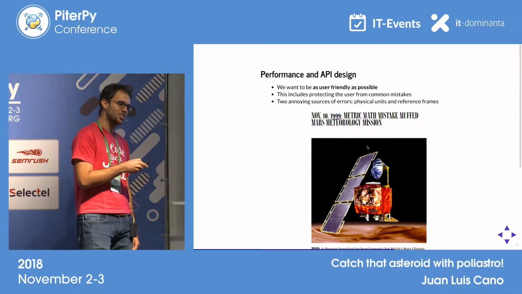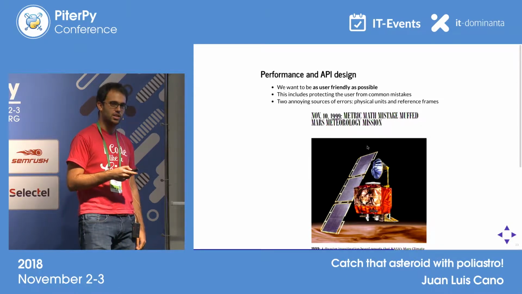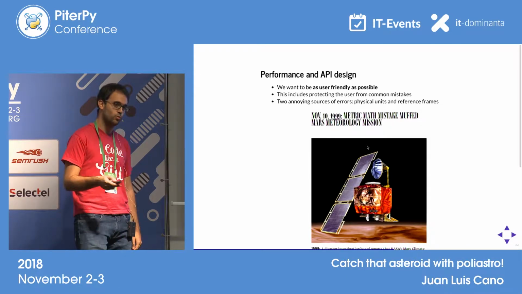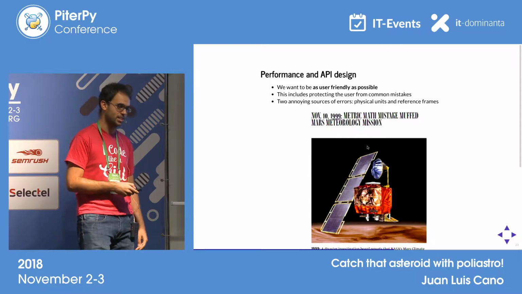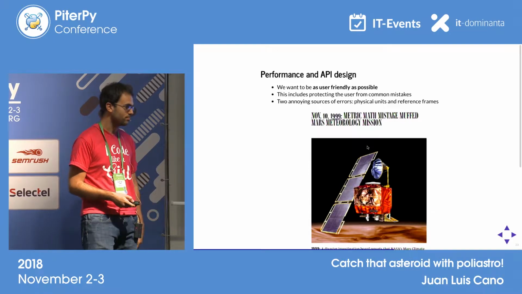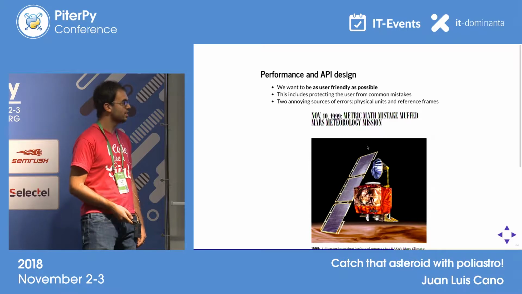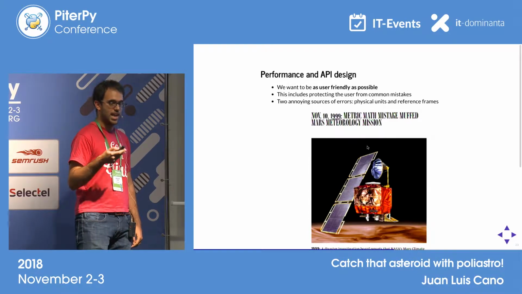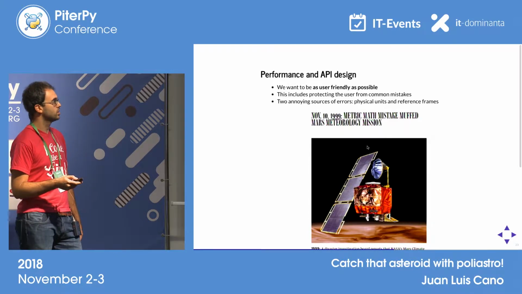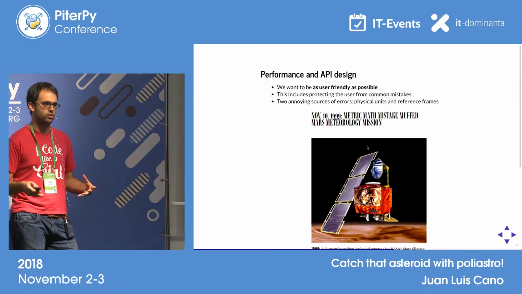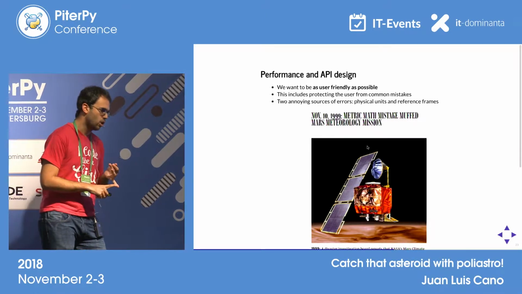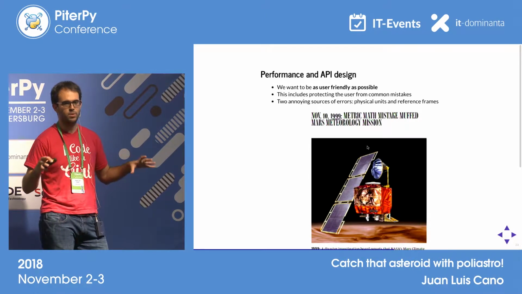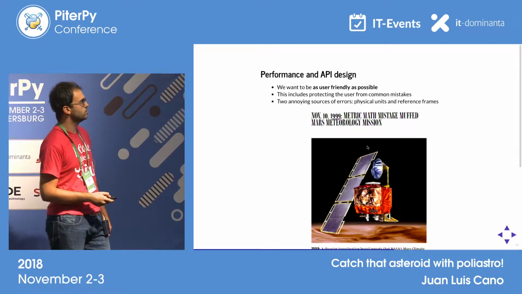And it did because one of the contractors was using the imperial system and the other one was using the metric system. And it's as ugly as it sounds. They lost billions of dollars with this. So you don't want that to happen to anybody, of course. And there are more errors that you can have, because you can have bad use of reference frames. There are many stupid things that can bite you.